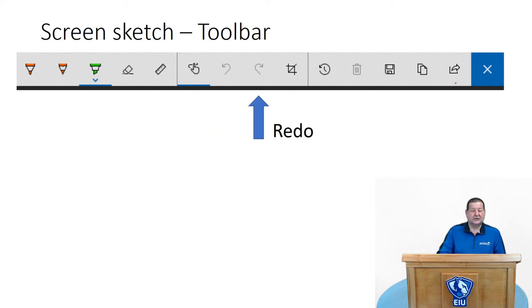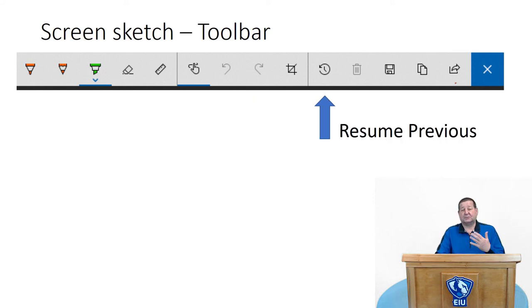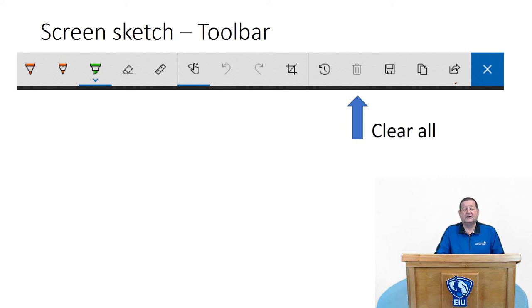You can undo, you can redo, you can crop, you can resume a previous screen sketch that you were working on. You can clear all, so I will use this often to erase all ink on the slide if I'm wanting to do multiple drawings or sketches on the same screen sketch.